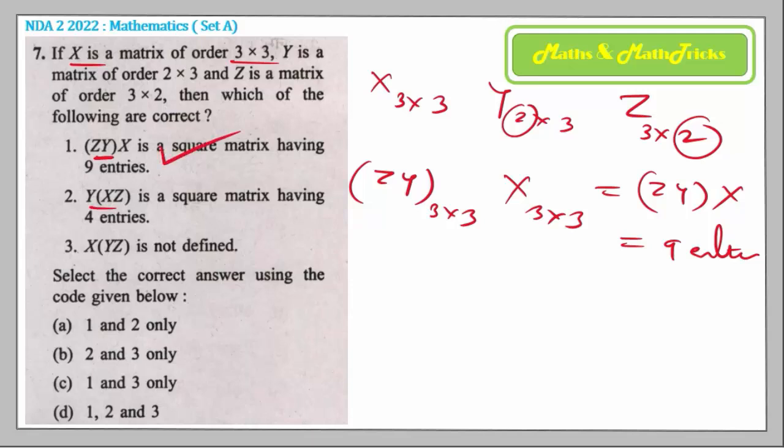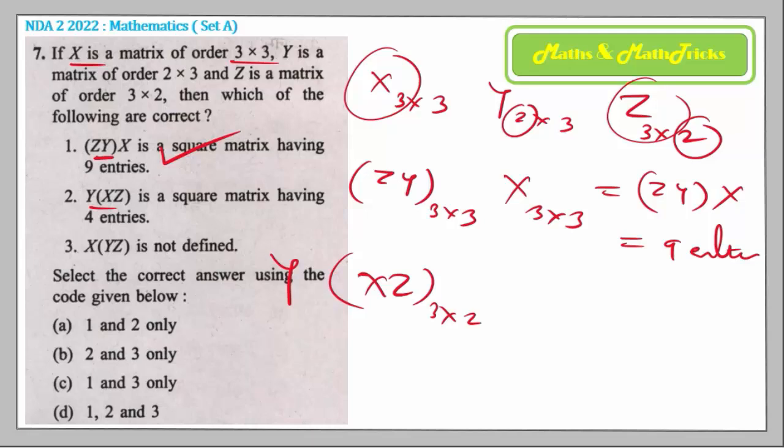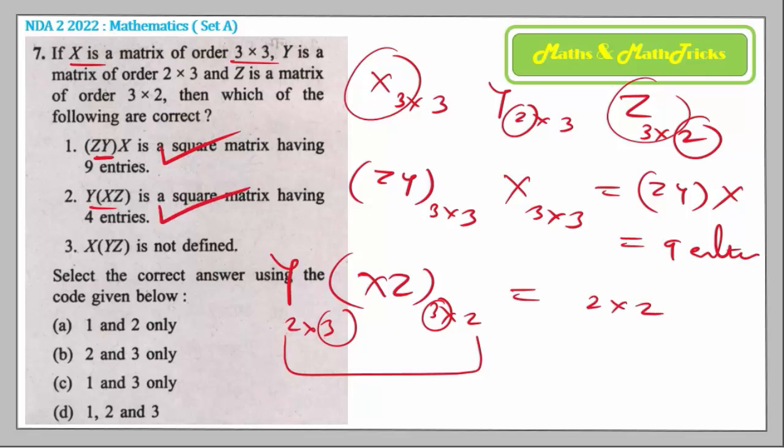But what about Y into XZ? What will be XZ? X into Z. So it will be 3 by 2. XZ will be 3 by 2 and you are multiplying it with Y, which you are taking in the front. Y was 2 by 3. So as per the compatibility, the resultant matrix will be of order 2 by 2, which will have 4 entries. So the second statement is correct.